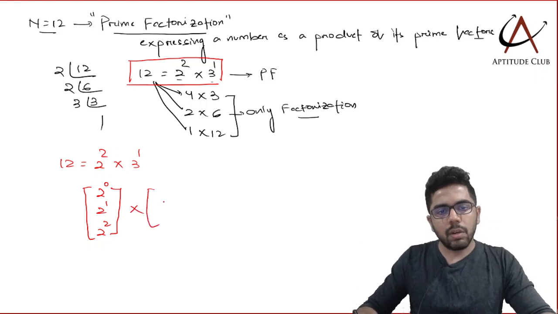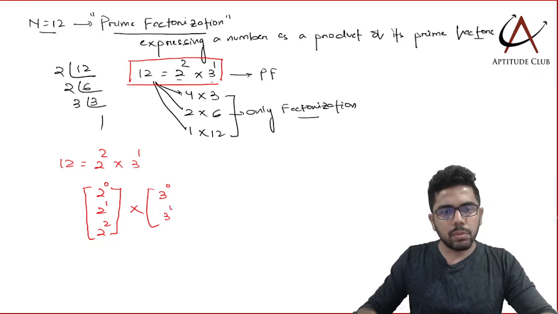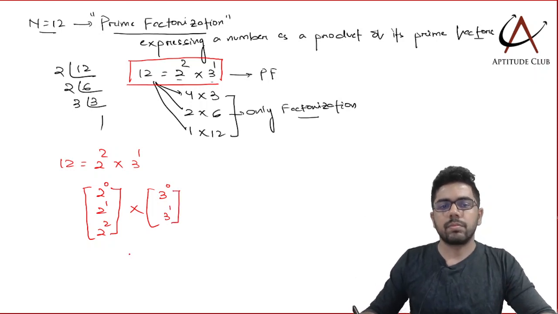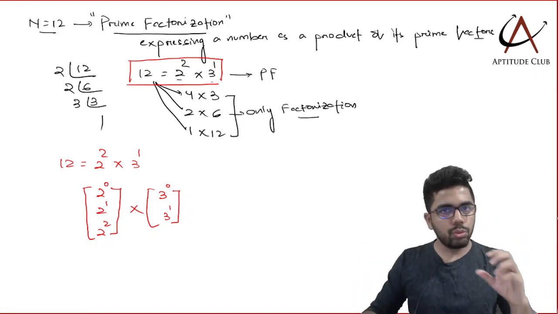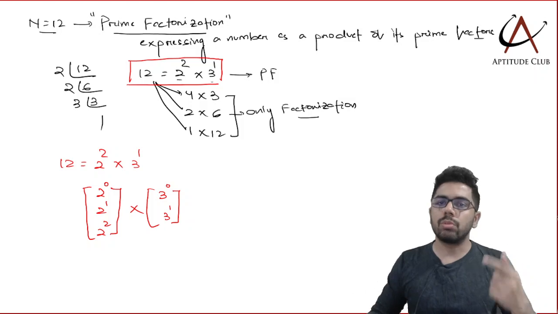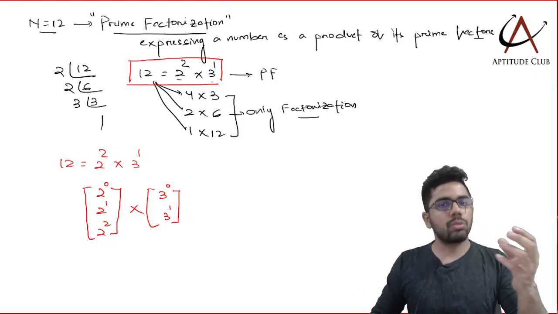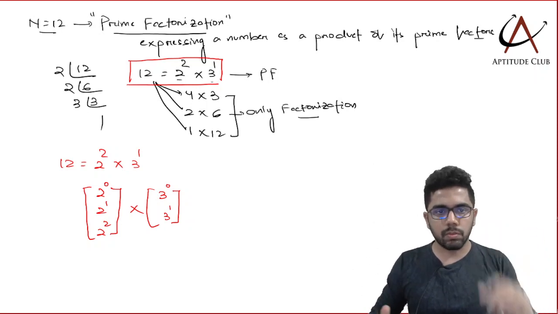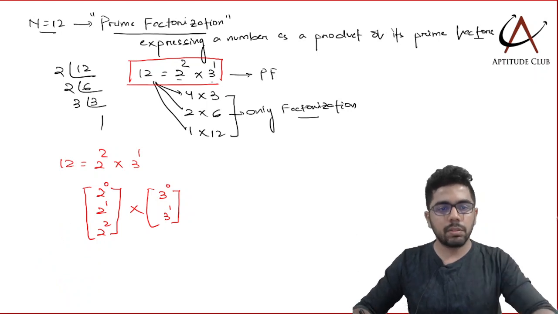Similarly, if you look at the powers of 3, either the factors will not have a 3, or maximum they can have 3 to the power 1. So these are the possible prime factor forms. 2 square है, तो the possible forms of 2 square are 2 to the power 0, 2 to the power 1 and 2 to the power 2. So I got 3 possible forms. Similarly, 3 to the power 1, so I got 2 possible forms, 3 to the power 0 and 3 to the power 1. Now any combination of these forms will start giving me the factors.